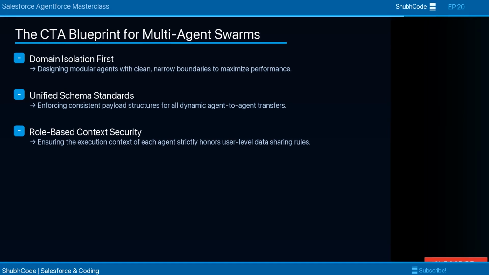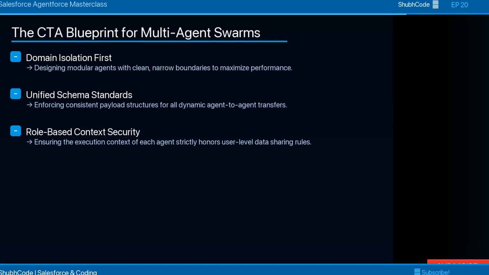To tie this all together, let's review the ultimate CTA blueprint for designing collaborative AI systems. First, design for isolation. Keep agents focused on single domains to optimize accuracy. Second, establish standard schemas for handoff payloads to ensure seamless communication. Third, secure your data boundaries by mapping user permissions to the running context of each subagent. By treating your agents as modular, governed services, you can scale your autonomous workforce safely and predictably.